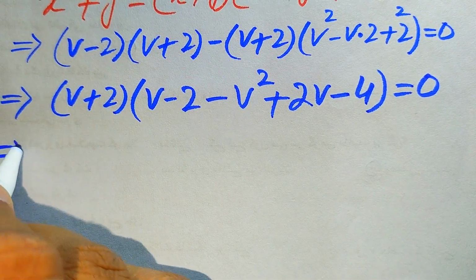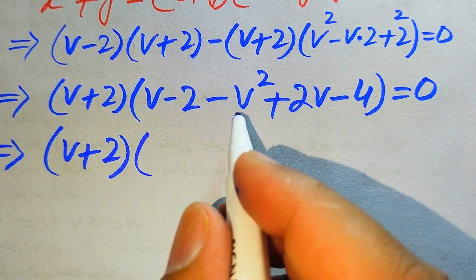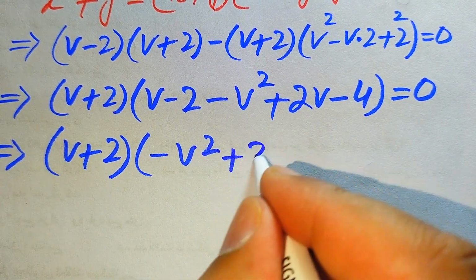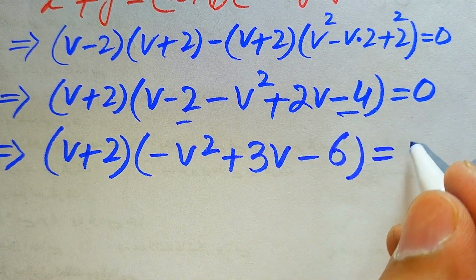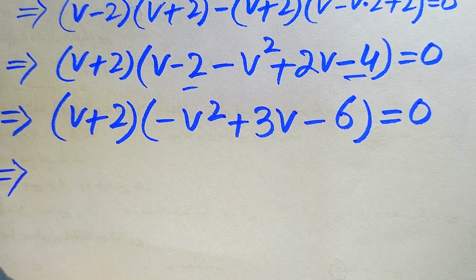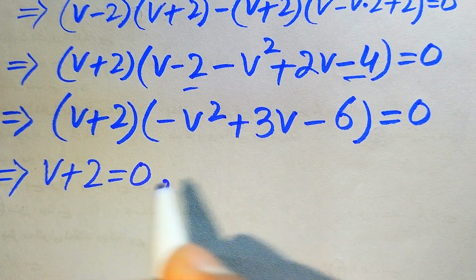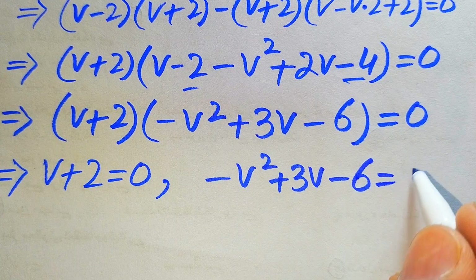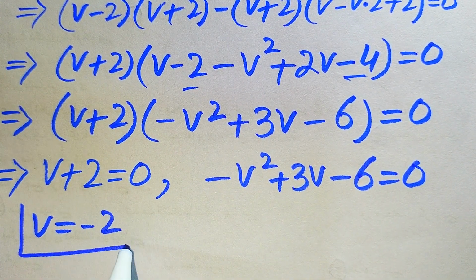And further in the next step we need a little bit more simplification, and it will be written as v plus 2 times, here we have minus v square, and v plus 2v becomes 3v, and minus 2 minus 4 becomes minus 6, and this whole equation is equal to 0. Now in the next step we divide this equation into two cases. The first case is v plus 2 equals 0, and the second case is minus v square plus 3v minus 6 equals 0. From the first case we easily get the value of v equals minus 2.